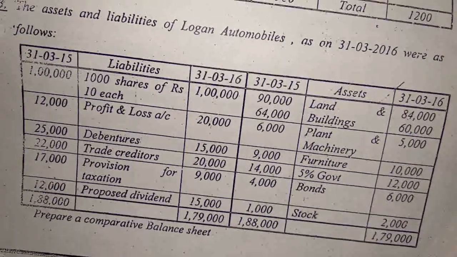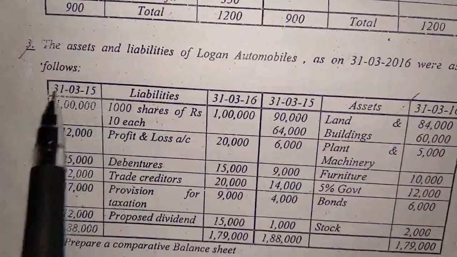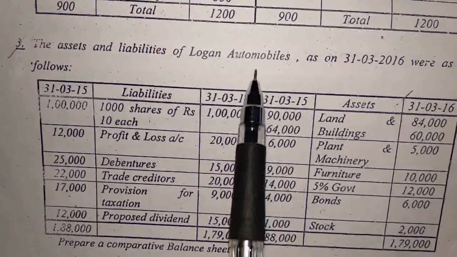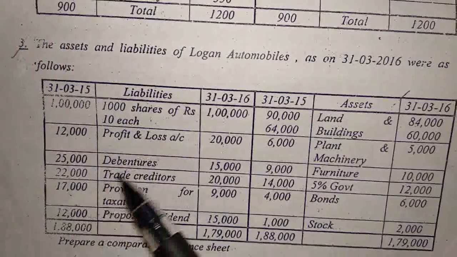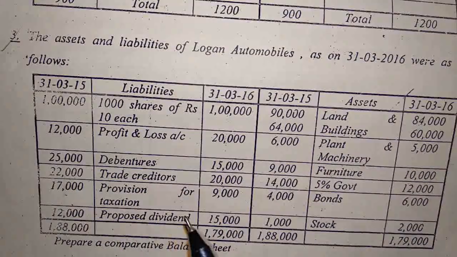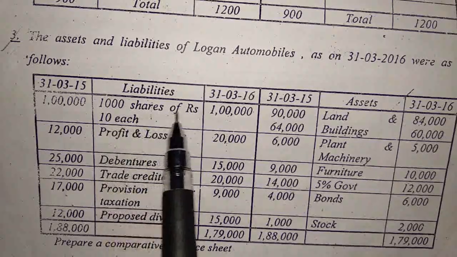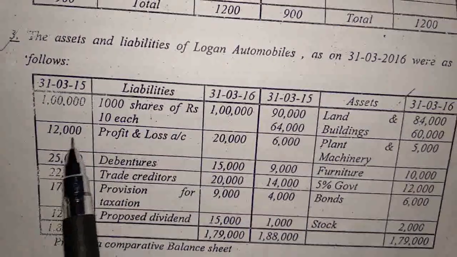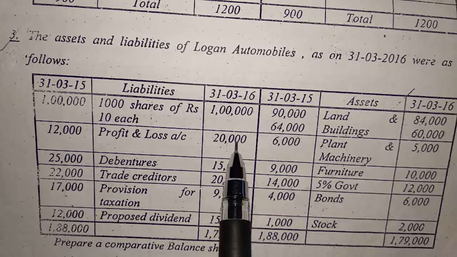Let us see the next problem, number 2. Assets and liabilities of Logan Automobiles as on 31st March 2016 were as follows. Liabilities and assets information of 2015 and 2016 is given. Shares, 1000 shares of 10 each, 1 lakh and 1 lakh, there is no change. Profit and loss account 12,000 and 20,000. Profit and loss account increases to 20,000.